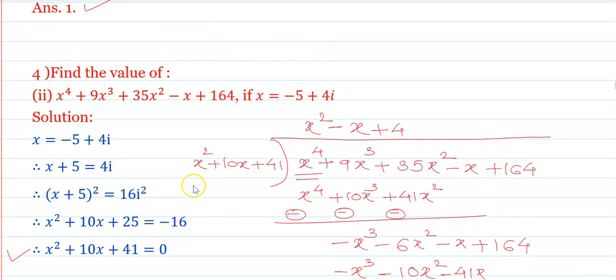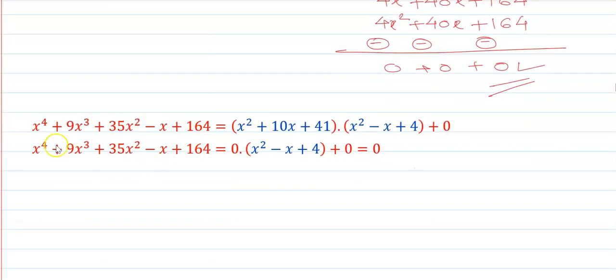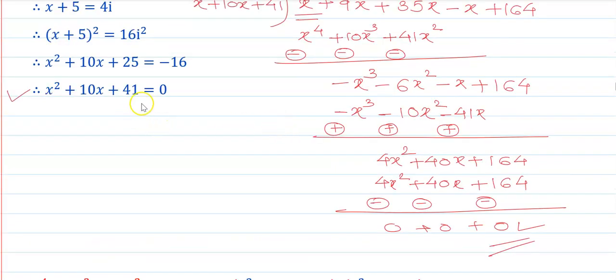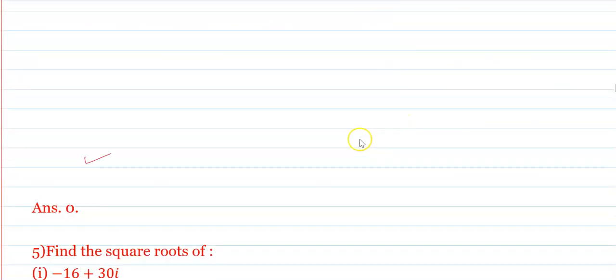Okay. And hence we can write here also that the dividend is equals to divisor into quotient plus remainder. But what is the value of x square plus 10x plus 41? That is a 0. 0 into x square minus x plus 4, that is a 0. Okay. And plus 0. And overall you will get the value of the polynomial is 0. And hence 0 is the answer.